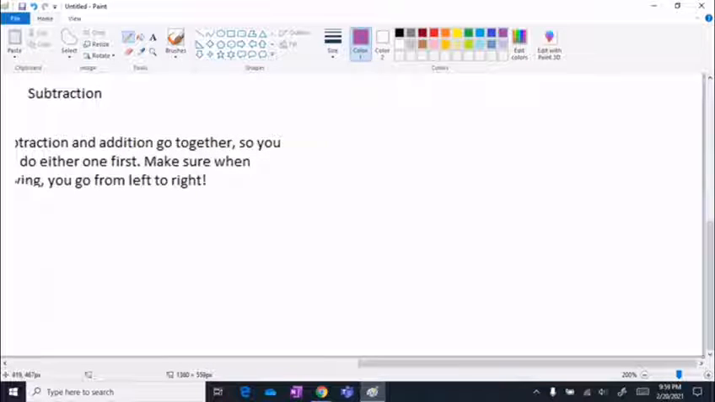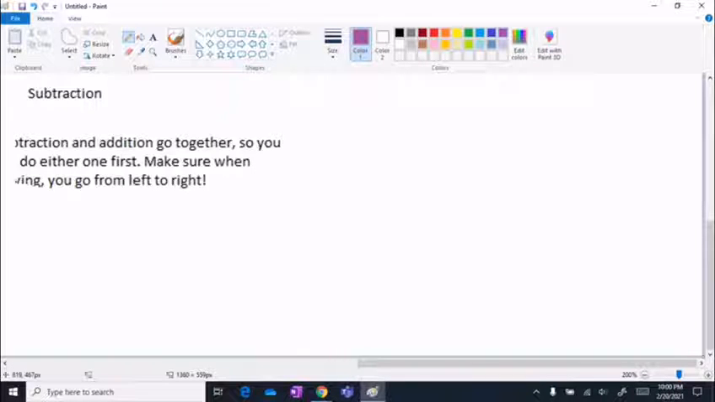Now we are on the last order of operations, which is subtraction. So on the description, I'm really sorry, it's kind of cut off a bit. It says subtraction and addition go together. So you do either one first. Make sure when solving, you go from left to right. I've had to move some things around while doing this video, so that's why some things might be cut off.